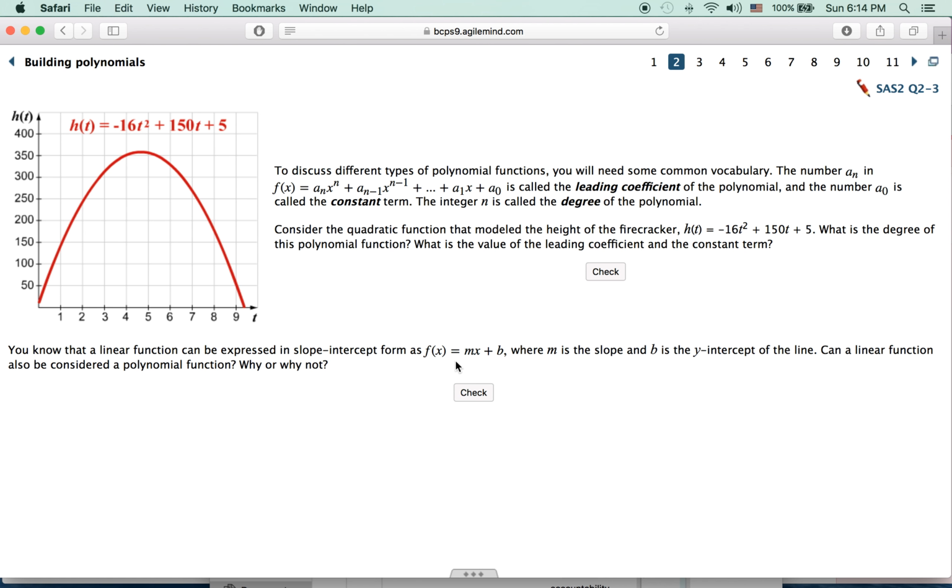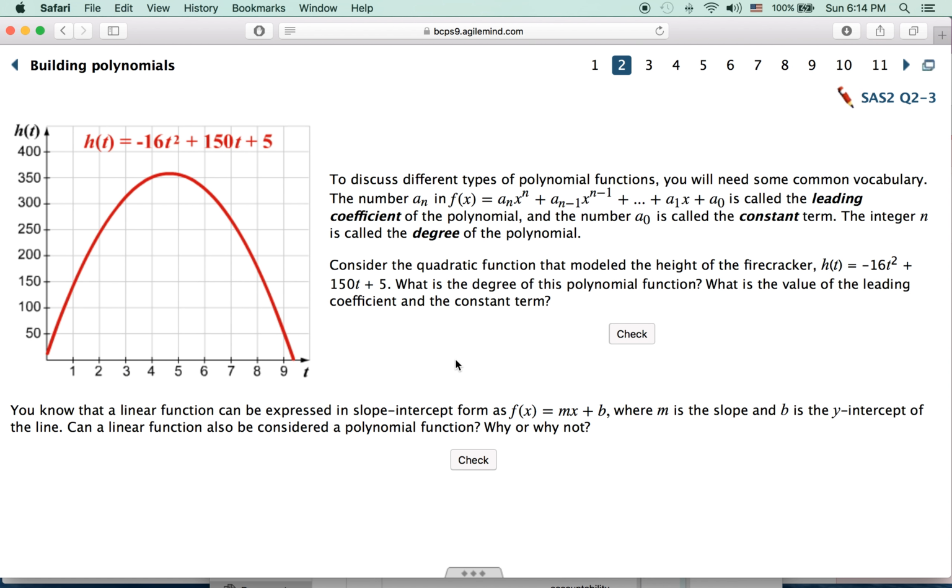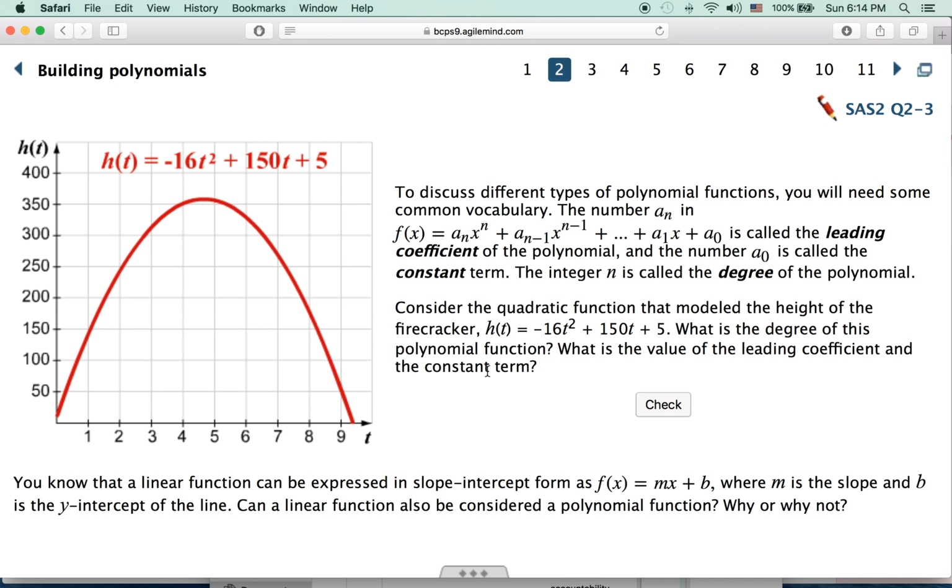So can a linear equation, can a linear function be thought of as a polynomial? So here we have f of x equals mx plus b. Well, certainly it can. It's a first order polynomial. Okay, so a of 1 is m, and a of 0 is b.